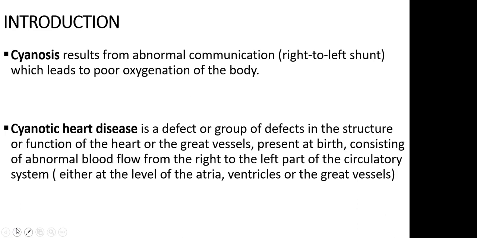Patients present with cyanosis at birth, consistent with abnormal blood flow, as I said, from the right side of the heart, which is deoxygenated, to the left side, thereby reducing the oxygenation of blood getting to the systemic circulation. This is said to occur at the level of the atria, the ventricles, or the great vessels.